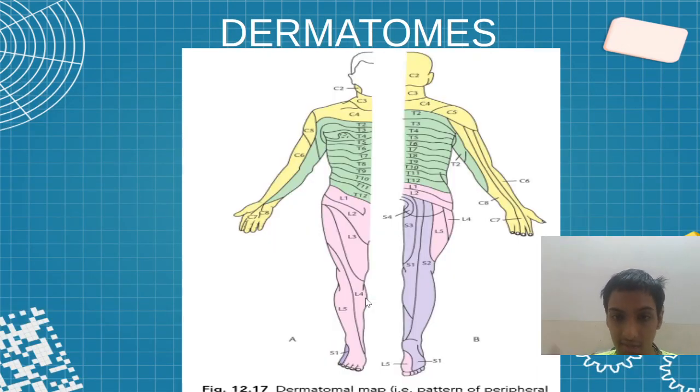Now dermatomes in brief. We have the cervical, thoracic, lumbar, sacral dermatomes. What you are seeing in the yellow color is the cervical. What you are seeing in the green color, thoracic, pink color, lumbar, violet color, sacral. Okay, these are all the dermatomes in brief.